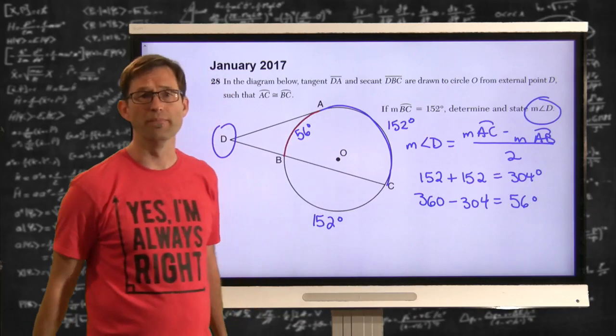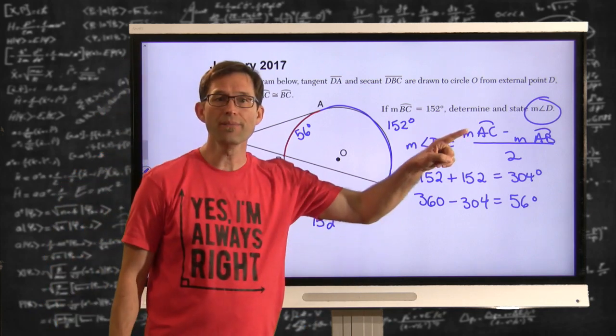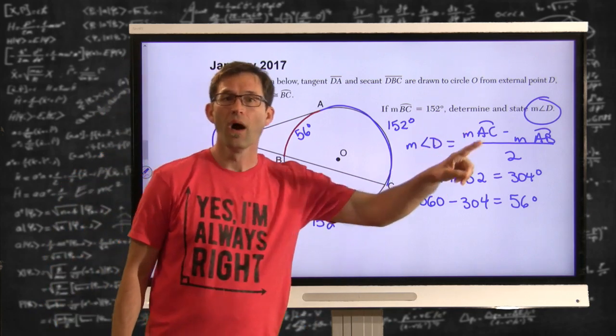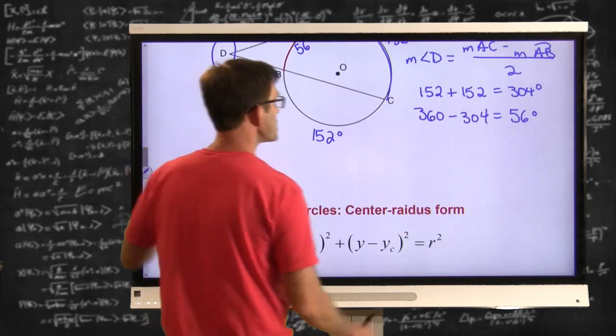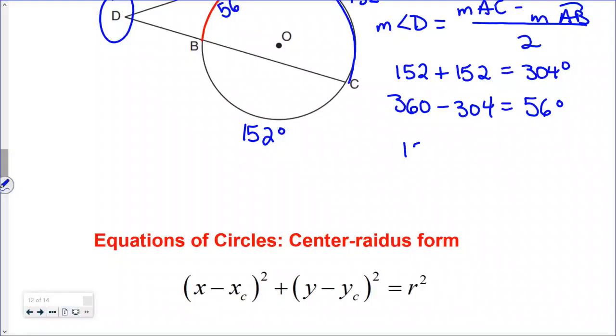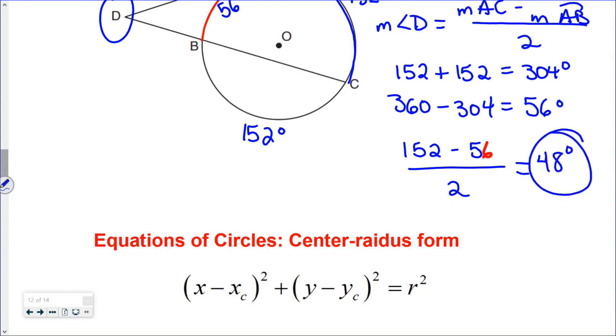But now I can use the theorem, right? I know AC, it's 152. I know AB, it's 56. This is plug and chug at this point. So I would just have 152 minus 56, divided by 2. And again, that is what it is. That ends up being 48 degrees.